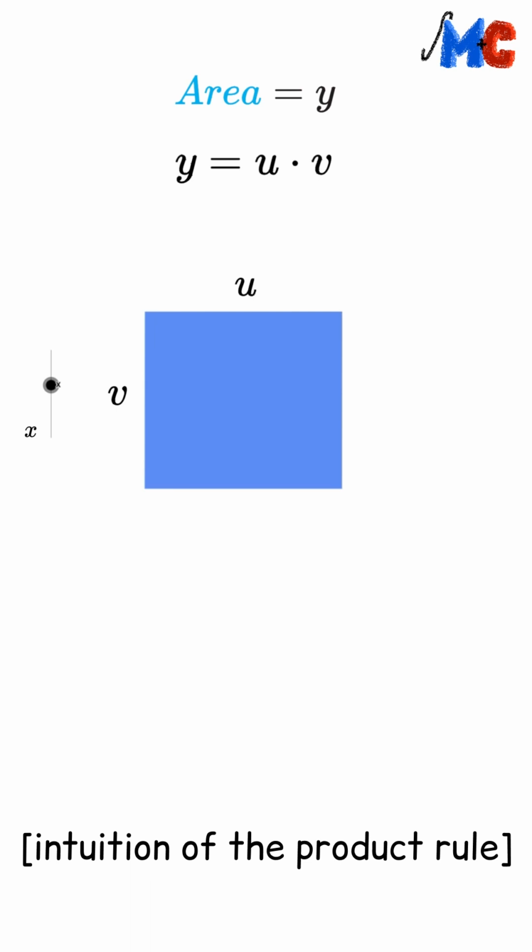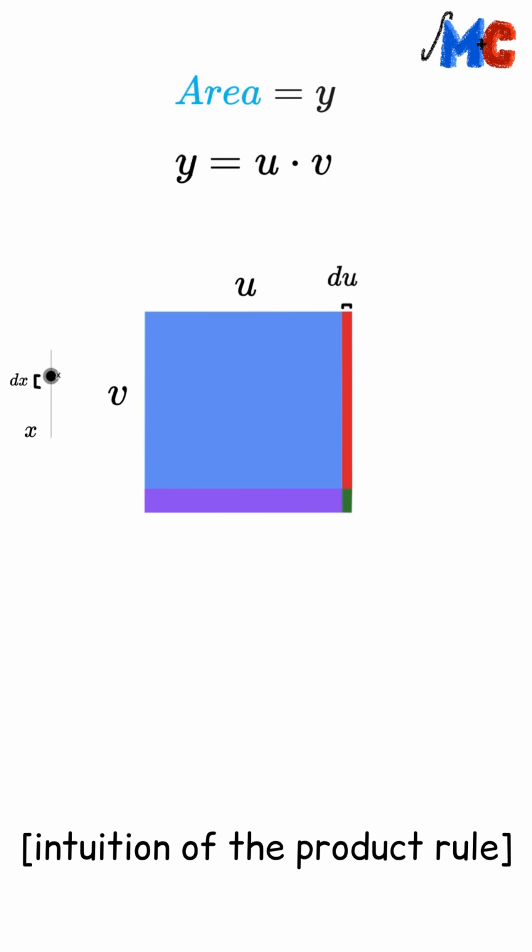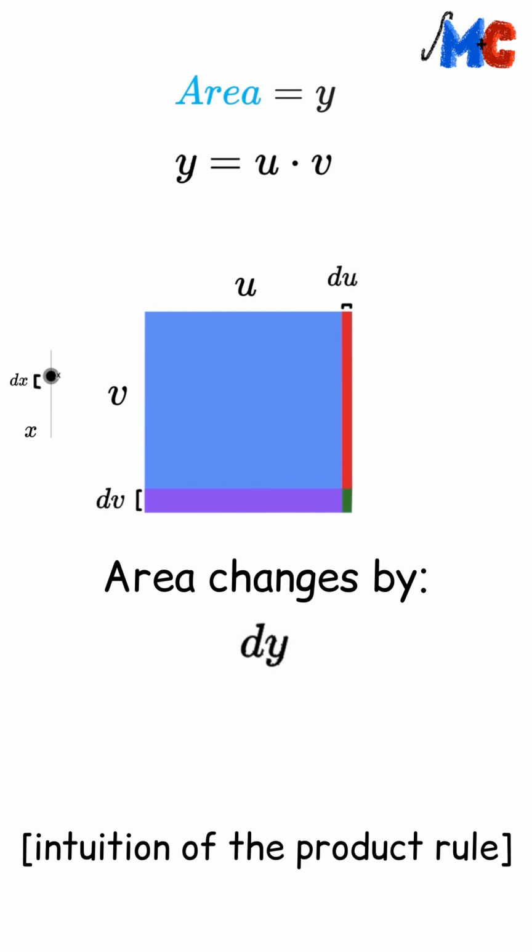Now we are going to do something that is a hallmark of calculus-related scenarios, and we're going to analyze what happens when we increase the value of x by some infinitely tiny amount, which we'll denote as dx. We find that in increasing the value of x by some really small amount, the values of u and v also increase by their own infinitely small amounts, which we'll label as du and dv, and as a result, the area of the rectangle itself increases by its own really tiny amount, which we'll label as dy.